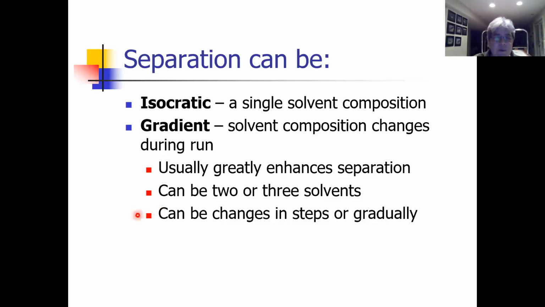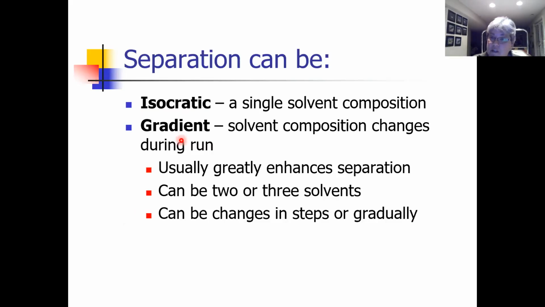So we've already seen the word gradient. Anytime you see iso, that means the same. So isocratic means one solvent system. And now it's not one solvent, it's one solvent system. For instance, maybe I'm using 20% methanol and 80% water. Okay, that's one system, and I use that same system through the whole experiment.